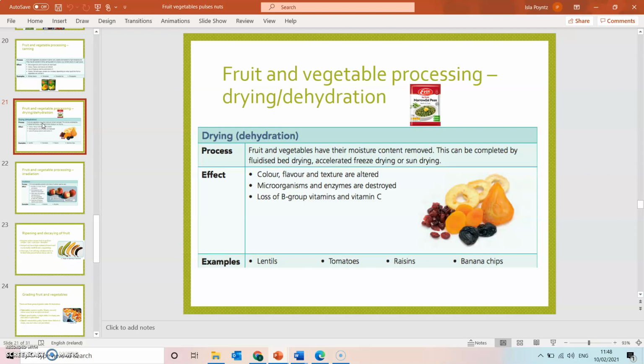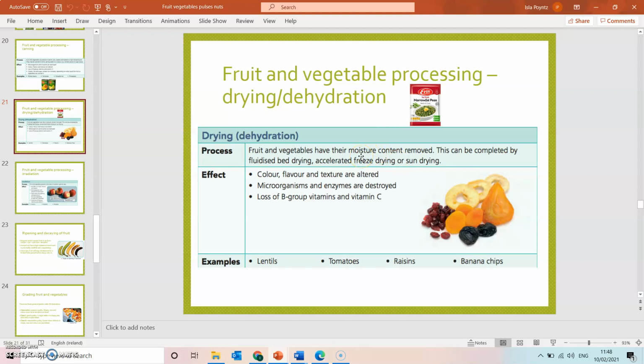And then you have dehydration. So we're just going to have a look here. Fruit and vegetables have their moisture content removed. This can be completed by fluidized bed drying or accelerated freeze drying or sun drying, as in a sun-dried tomato. So let me go through the underlying principle there.